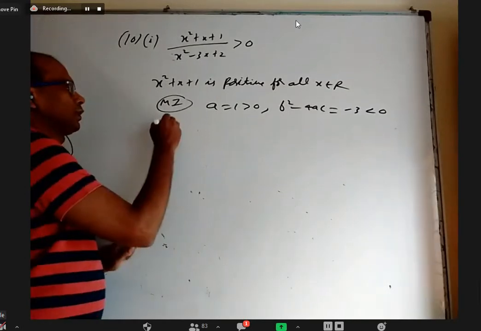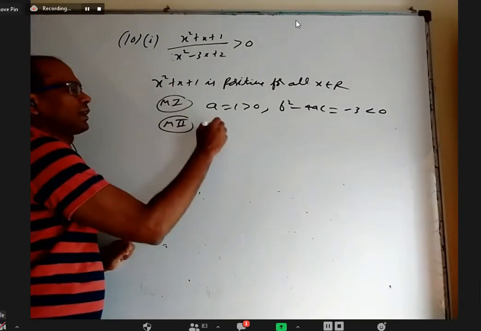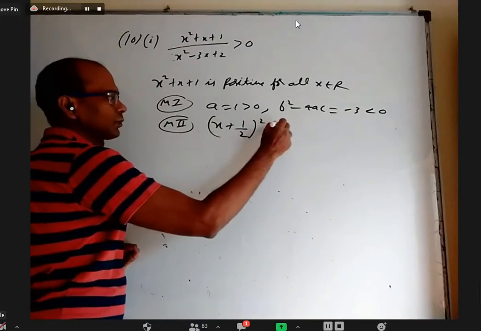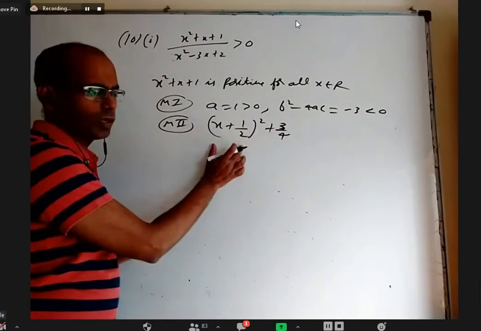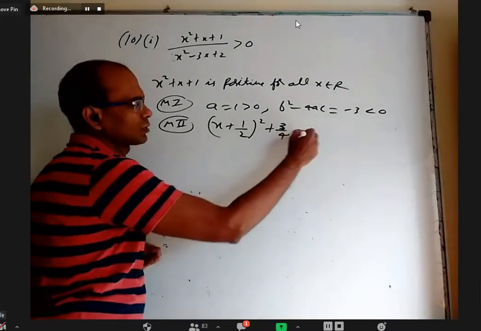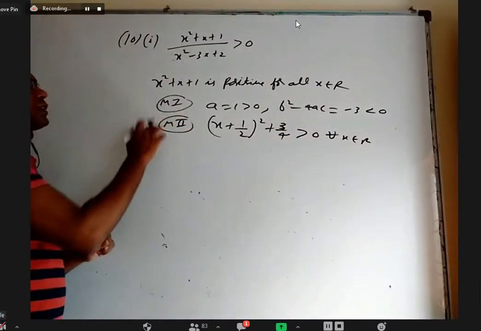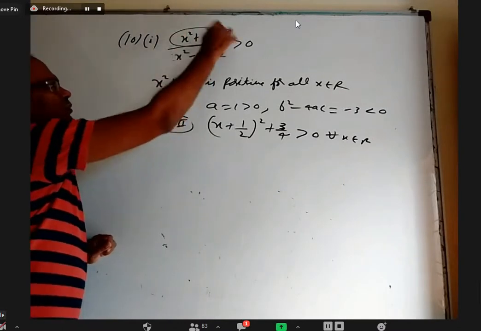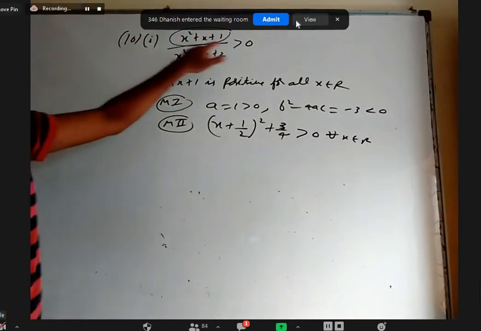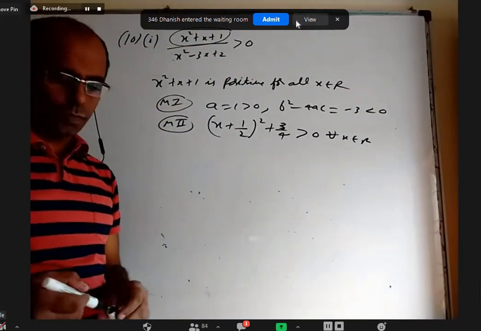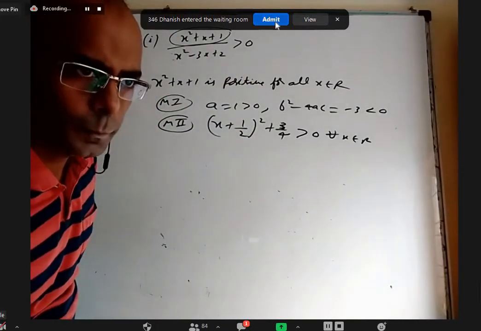Method 2, you can make that as perfect square as x plus 1 by 2 whole square plus 3 by 4. Something square is always positive plus some positive. So this is also greater than 0 for all x belongs to R. Either by this way or this way, you can understand numerator is always positive. If you want a ratio to be positive greater than 0, in that already numerator is positive. So what the denominator should be? Positive.